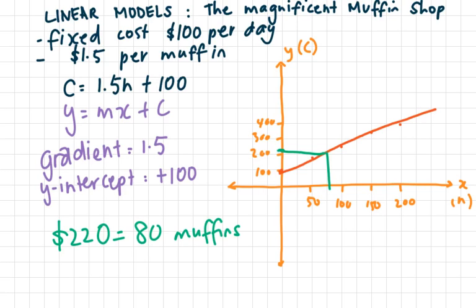So from a formula, we were able to draw a graph, and from the graph, we're able to then find out a value. The other option is to actually substitute that value into the formula and work it out algebraically.